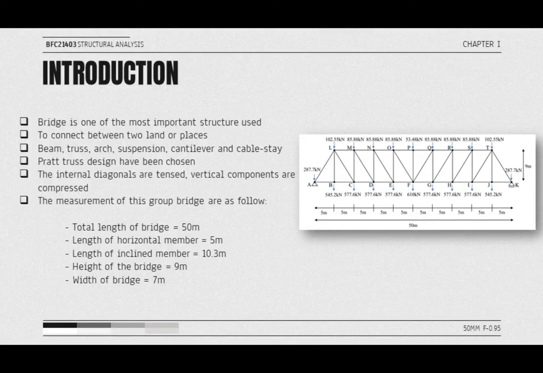For this group, the chosen bridge design is the PRATT design. A PRATT truss has vertical members and diagonals that slope down towards the center. Under balanced loading, the internal diagonals are in tension, while the vertical components are in compression. If pure tension components are utilized in the diagonals, crossing elements toward the center may be required to absorb concentrated live load as it traverses the span. For this group's bridge design, the dimensions and measurements of the bridge are as follows.